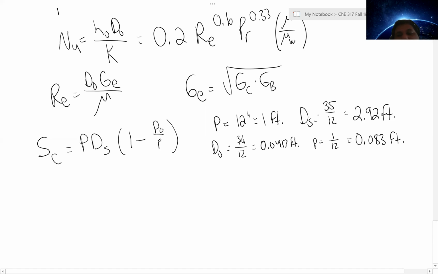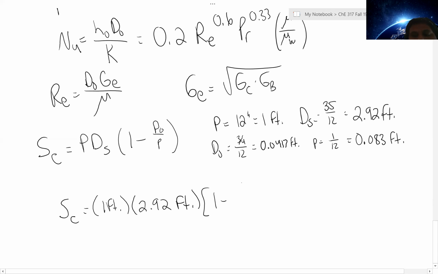With this information in hand, we can now calculate the transverse flow area, or we have 1 foot times 2.92 feet times the quantity, 1 minus 0.0417 feet divided by 0.083 feet.